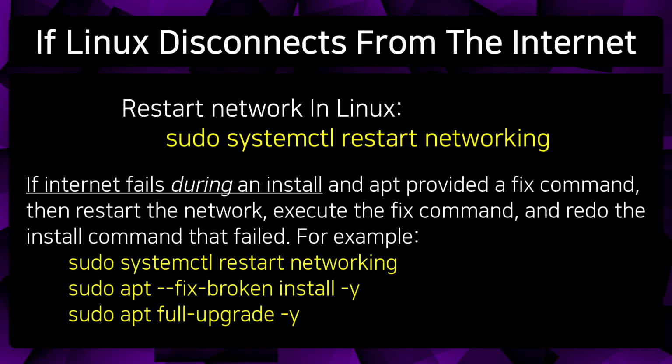For example, if the internet dropped while doing a full-upgrade and apt suggested running sudo apt --fix-broken install -y, then we would restart the network by executing sudo systemctl restart networking, and then we would execute sudo apt --fix-broken install -y. After that, we would re-execute sudo apt full-upgrade -y.